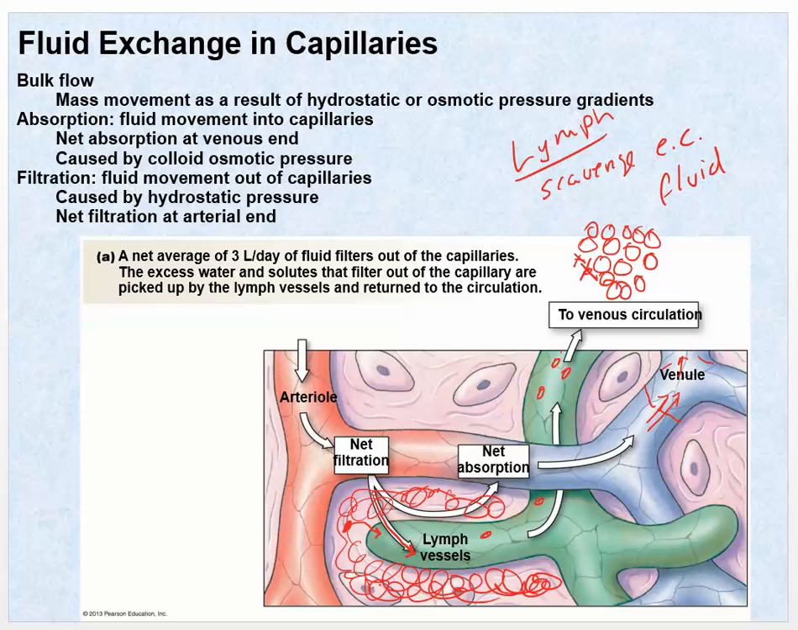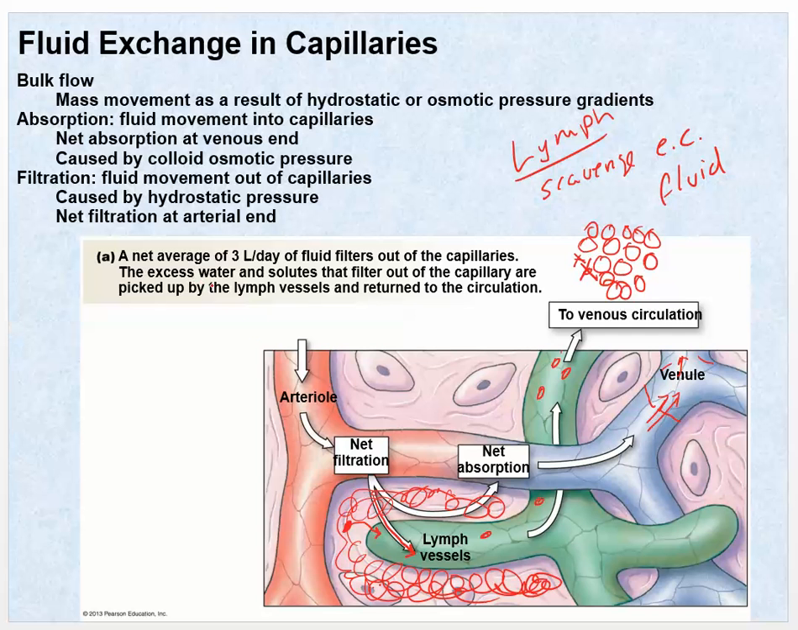All right, so let's go read through some of these facts. Bulk flow is mass movement as a result of hydrostatic or osmotic pressure gradients. So we mentioned that the hydrostatic pressure is pushing it out for filtration, and the colloidal or osmotic pressure gradients are pulling it back in. Fluid movement into capillaries is absorption, and filtration is out of the capillaries.